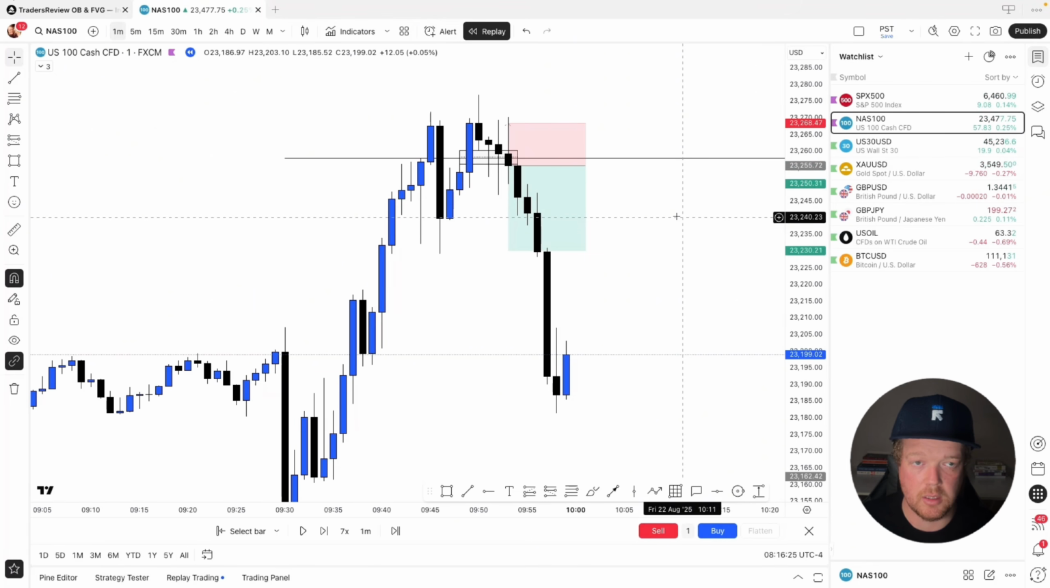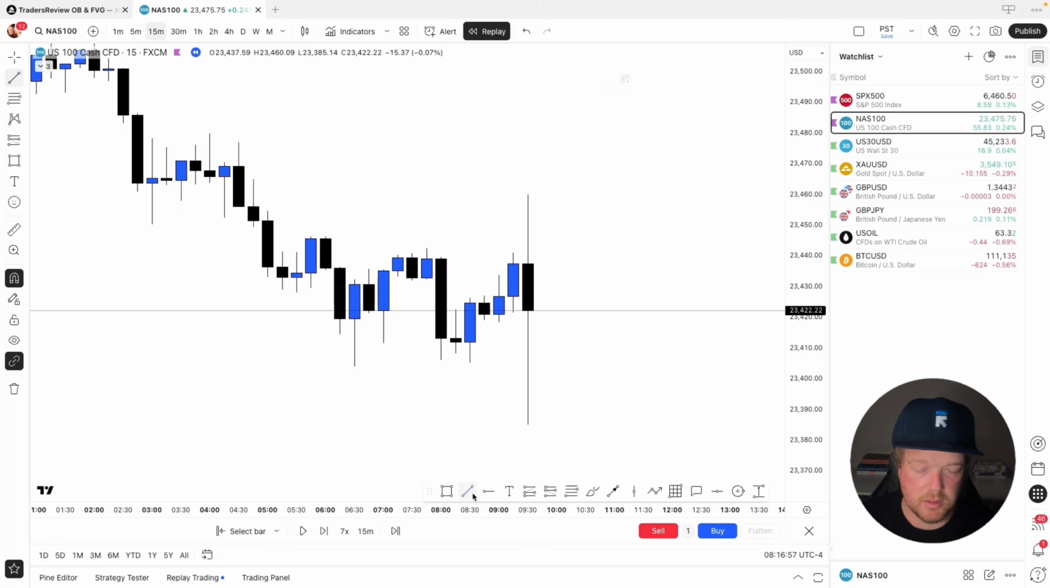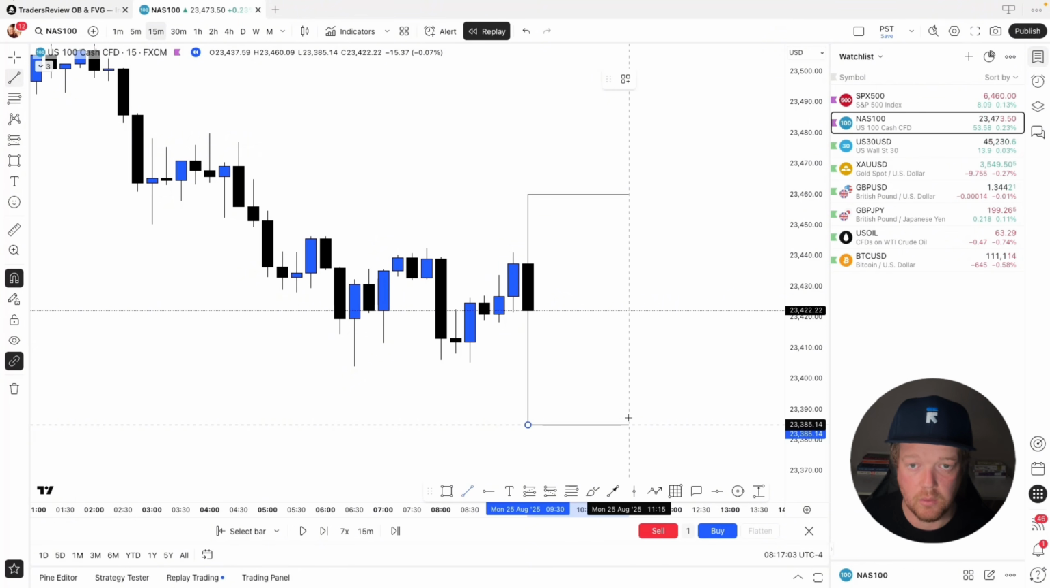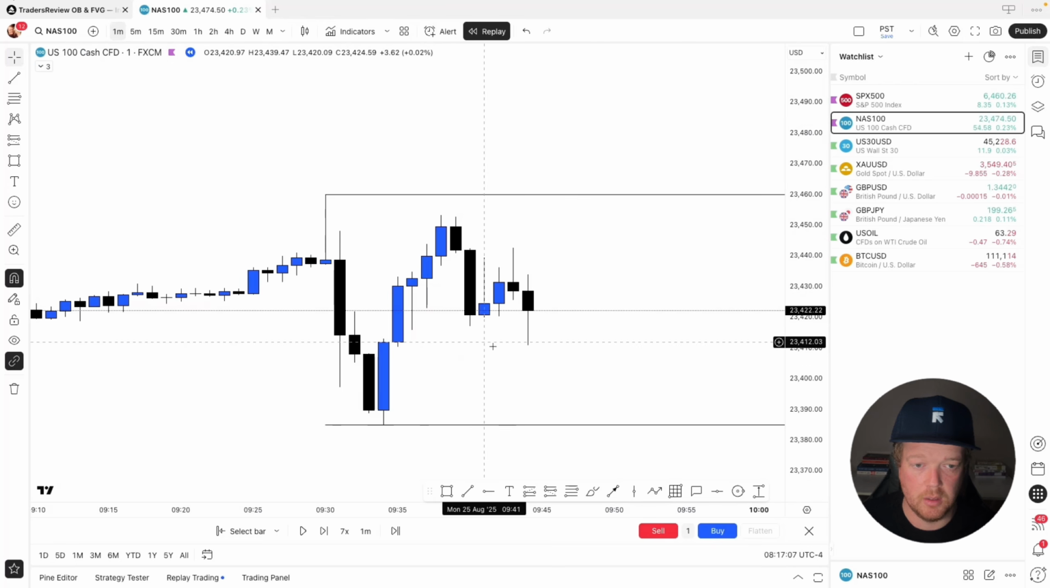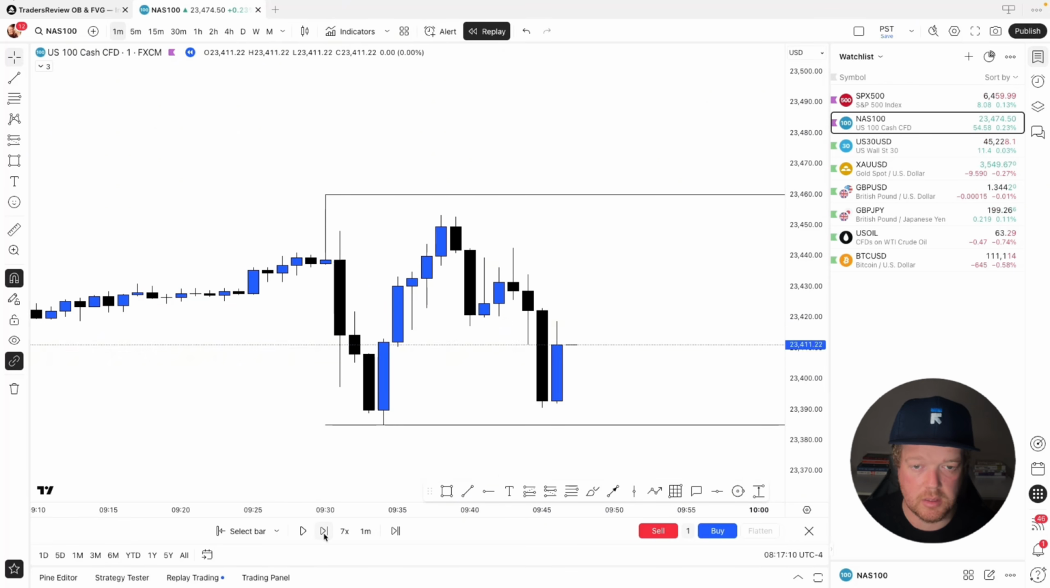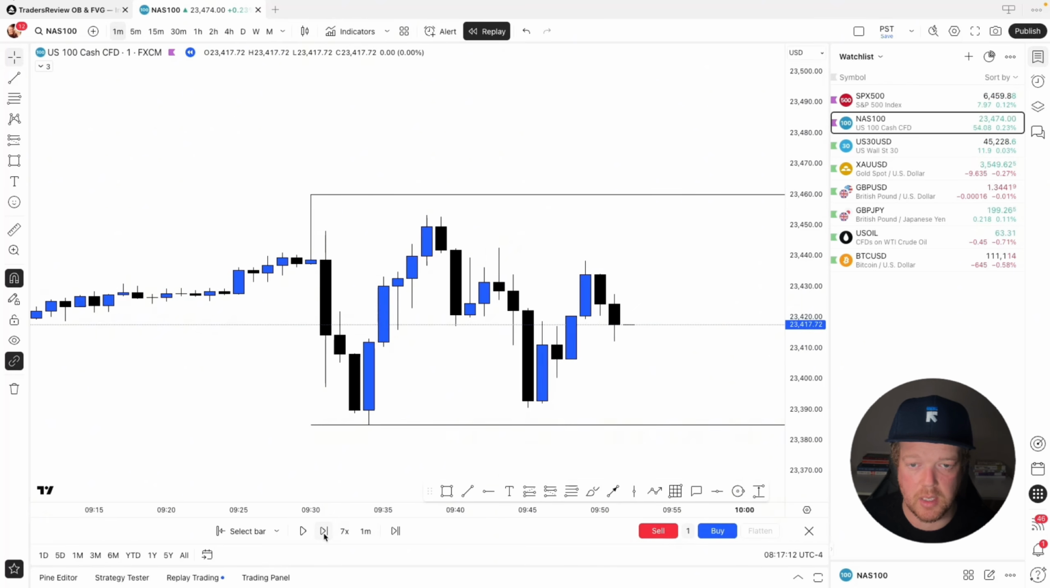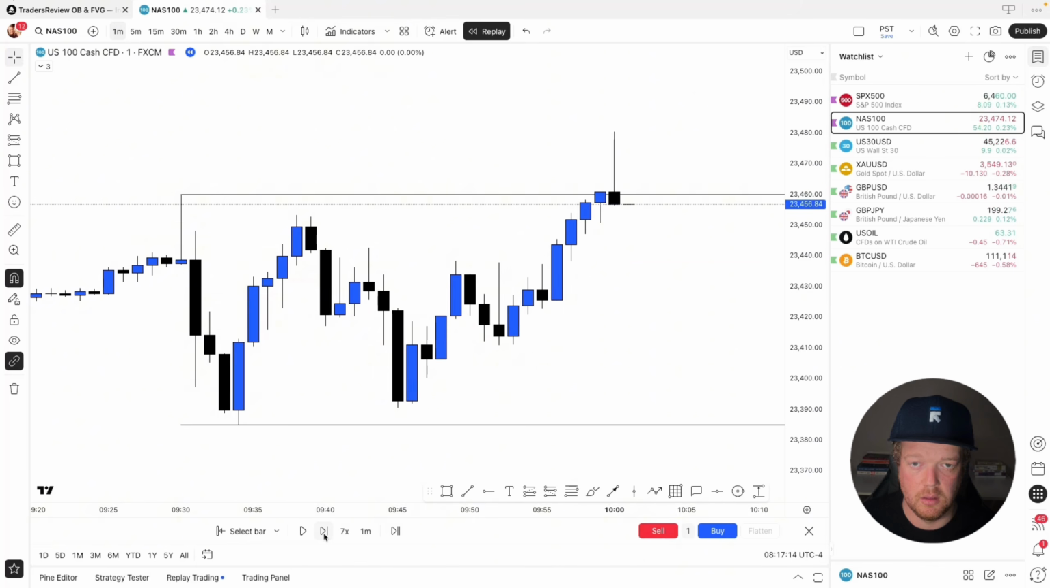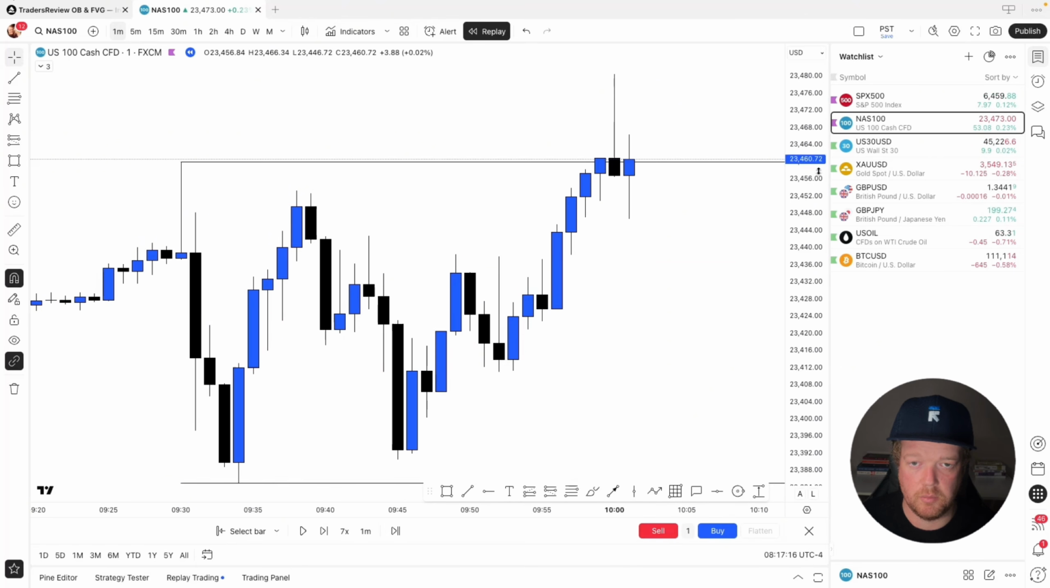Let's look at another example. All right, so let's look at the last example. We got our 15-minute high and low right over here. Let's jump to the 1 minute. Here's our 1 minute. So now let's see if we get a break to the up or downside. There we go. We got our break.